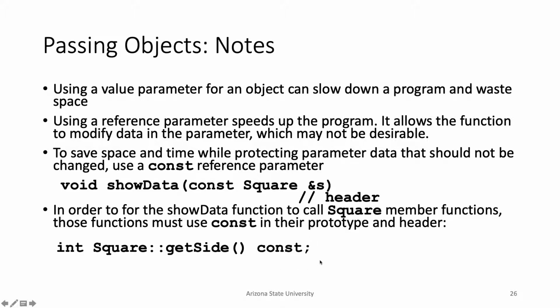What do you think this const means right here? If you do know, don't say. If you don't know, what do you think this does? Well, let's see. So I'm passing in a const reference to a square object. So I can't modify it, and it's referencing the original.